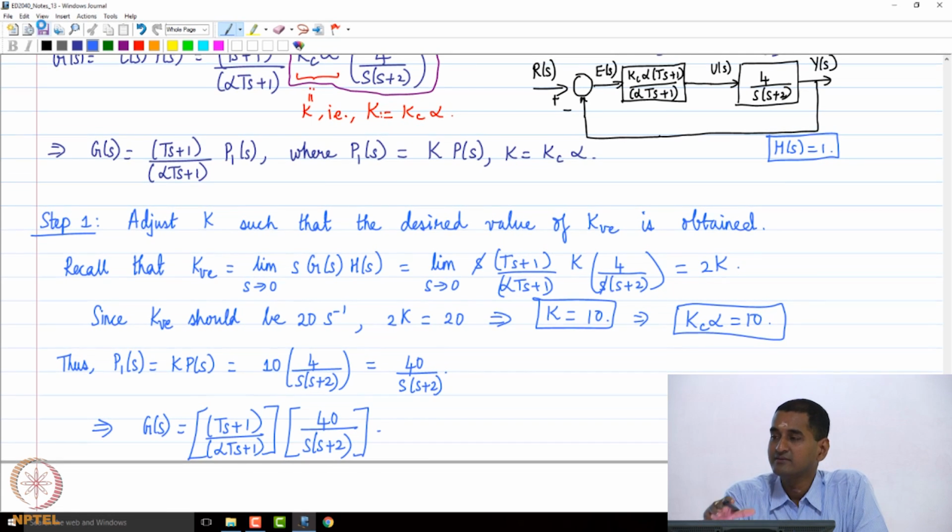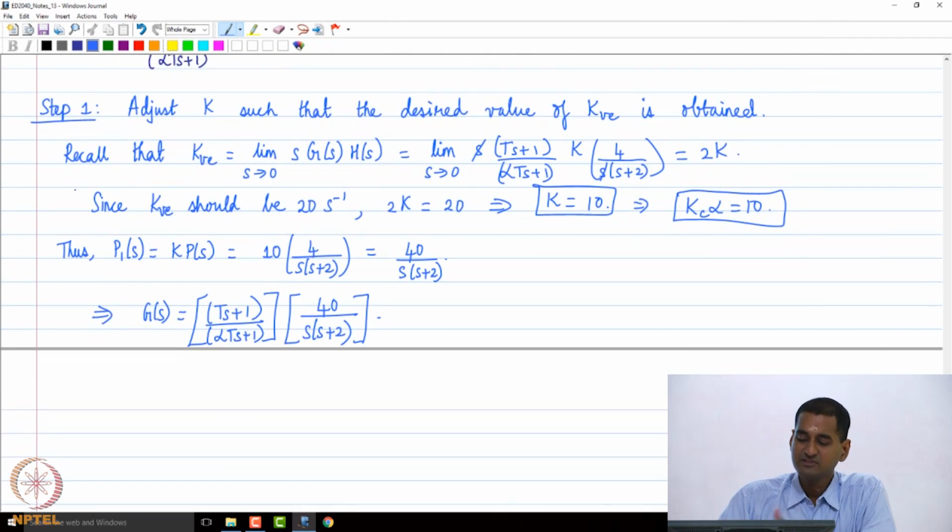So, what have we done? We have essentially considered the structure of a lead compensator. We have integrated that with the plant transfer function which has been given to us, calculated the open loop transfer function and equated it to the desired value of KVE. We have found the value of the parameter k, which is Kc alpha. So, we have rewritten the open loop transfer function in this way. Please note that this is the open loop transfer function, because H of s is 1.